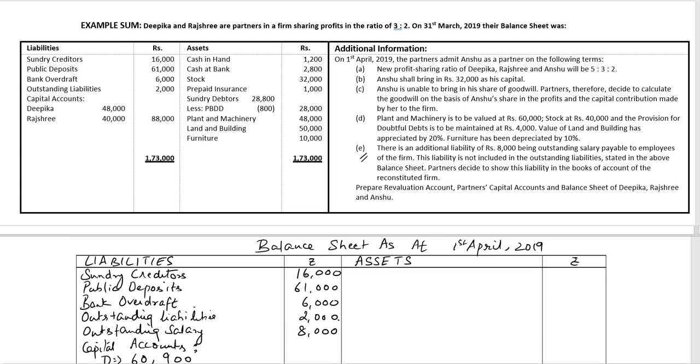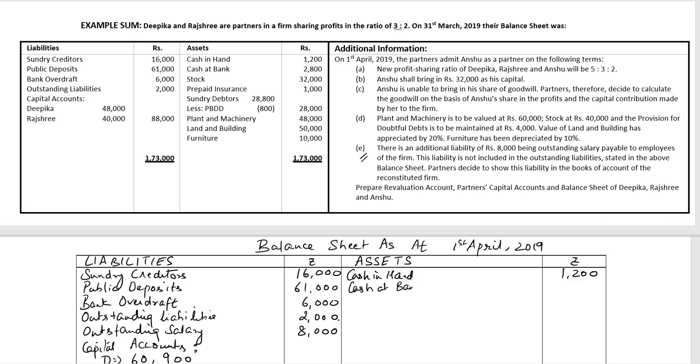We'll insert the asset side items. Cash in hand. There is no change. 1,200 rupees. Cash at bank. Opening balance is 2,800 rupees. We'll add the capital which is brought in by Anshu, which is 32,000 rupees. Anshu does not bring in any goodwill. So the final figure is 34,800 rupees.